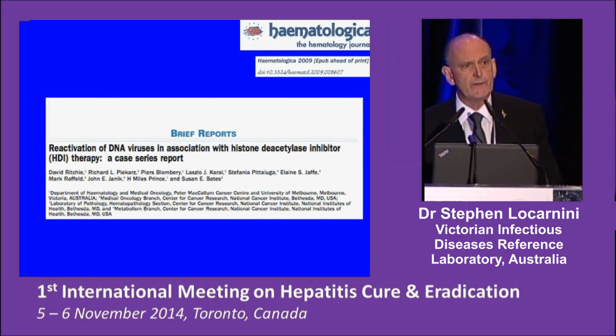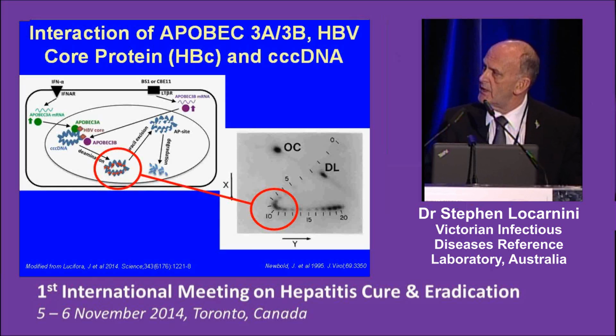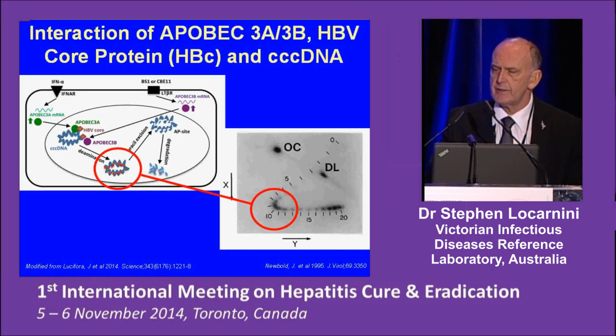What I've tried to put together here is two long-standing studies separated by 20 years. This is the Science paper that Harry referred to, which shows that lymphotoxin beta, and also what Massimo Levrero had shown with interferon alpha, activates APOBEC3A and APOBEC3B. Presumably through a postulated mechanism of interaction with the nucleocapsid or the core protein of HBV, which is intimately associated with the mini chromosome, they end up in the nucleus and actually deaminate the mini chromosome.